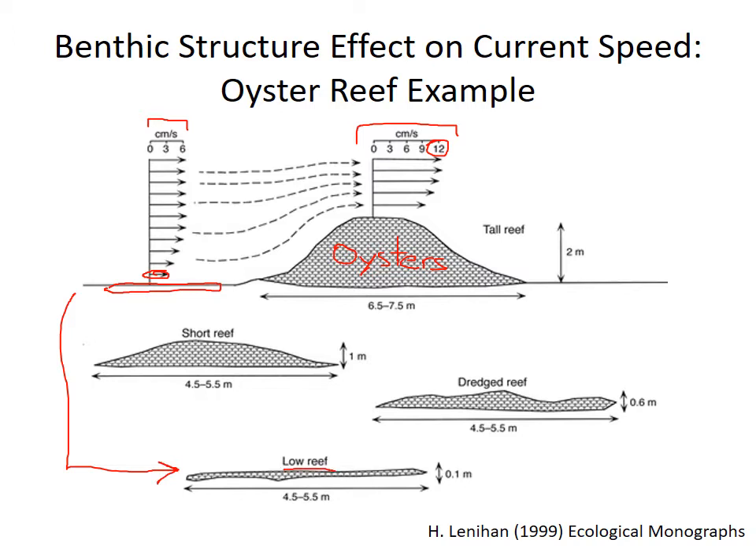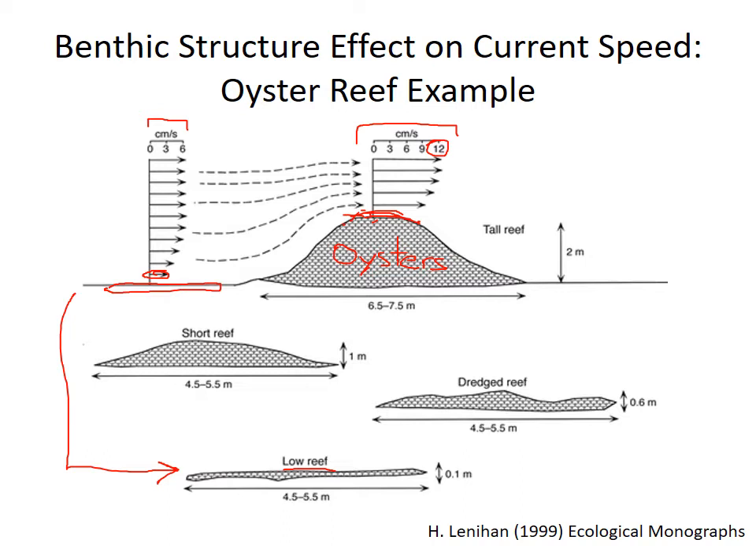So there's this sort of positive feedback effect where the taller an oyster reef gets, the faster it grows, because the taller oyster reef causes the currents to accelerate, and the currents accelerating means that more food gets delivered to the oysters at the top of the reef, and so the top of the reef grows even faster and it gets even taller until sometimes it'll actually breach the surface.